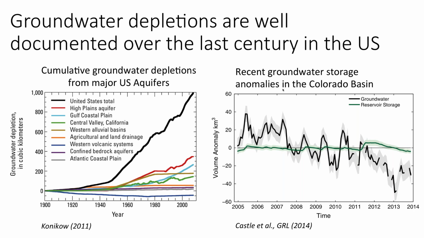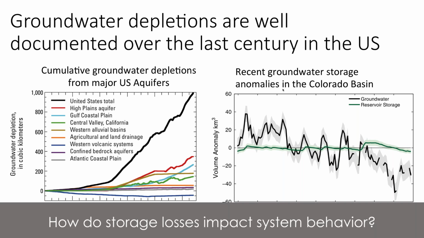I wish I had a figure for the most recent California drought here, but this is just showing the Colorado Basin for the drought in 2012 to 2014, where we know that groundwater storage decreases when we have less surface water storage. So the question is, how do these storage losses impact our system behavior, or do these storage losses impact our system behavior?